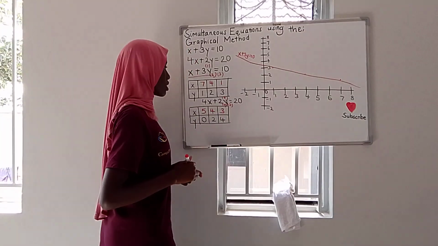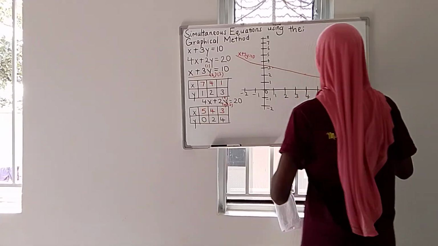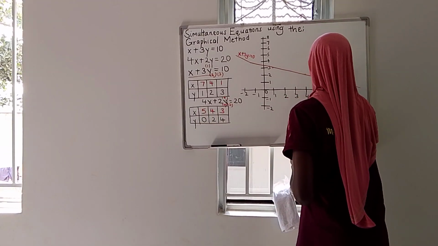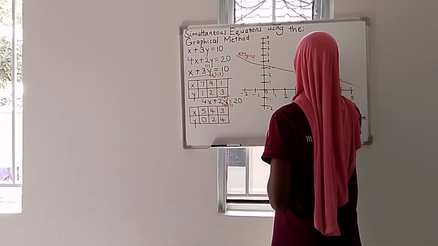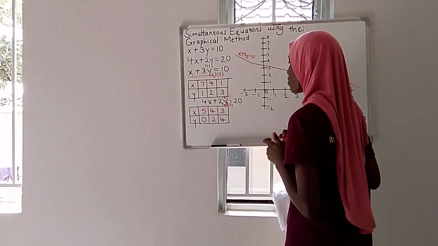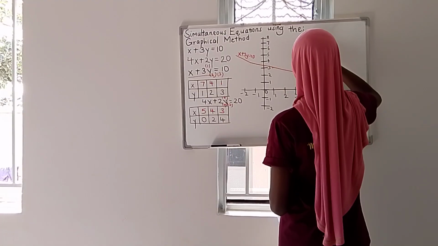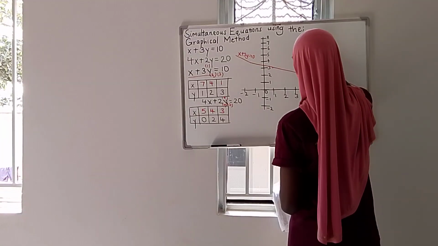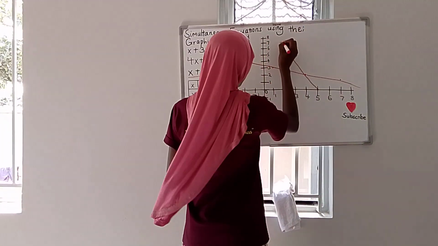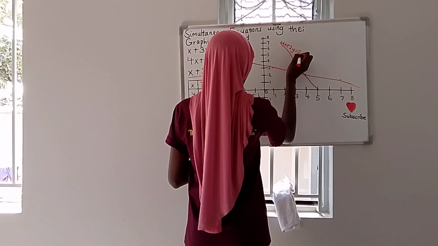So now let's also plot these coordinates on our graph. x, 5, 0. So we'll have 5, 0, which is this point there. Then we'll have 4, 2, something like that. Then 3, 4 will be around here. So we also draw this line. And we'll name it 4x + 2y = 20.